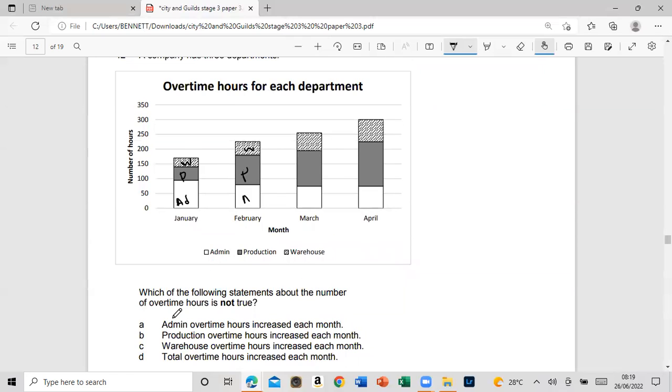Alright, so one is the admin overtime work increases each month. So this is admin. No, see, it gets smaller. So see, the big decrease. Alright, so we can eliminate that. Next, production overtime increases each month. That is true. Watch out. Small, a little bit bigger, bigger. So that would be big.